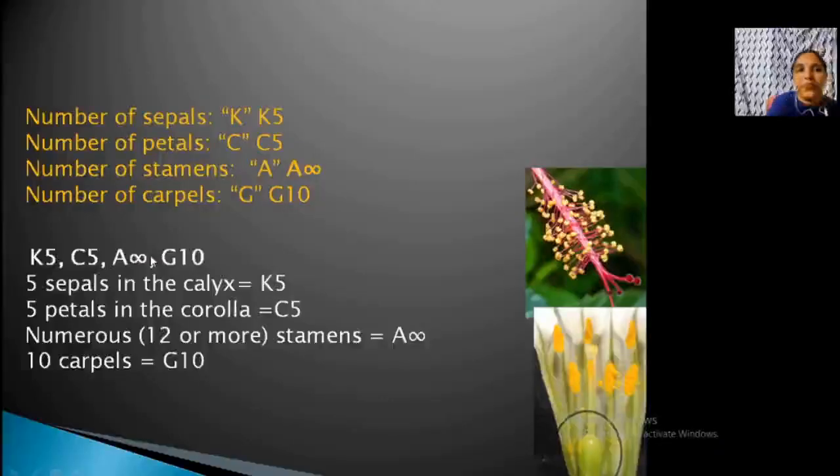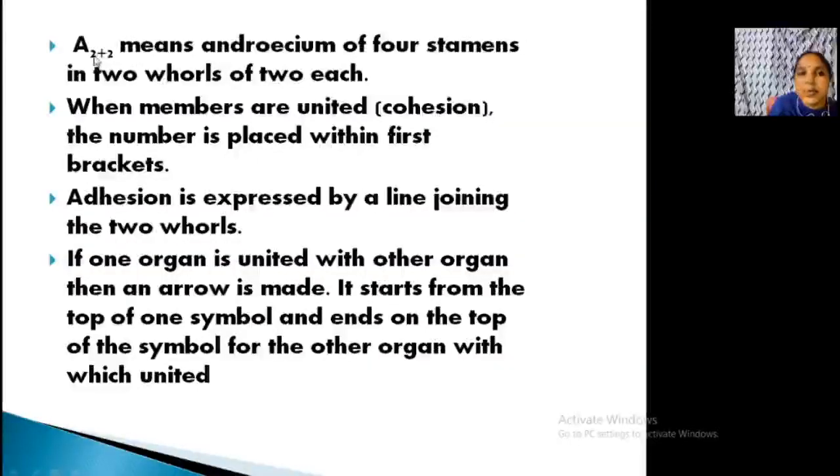Now see, this is K calyx, K5 free, C5 free, corolla with the petals free, androecium A with infinity, gynoecium G10 means 10 carpels, polycarpellary. Now K5 C5 A infinity G10 indicates 5 sepals, 5 petals, infinite stamens and 10 carpels. Understood? Now A2 plus 2 means, as I already told, 4 stamens in 2 whorls.